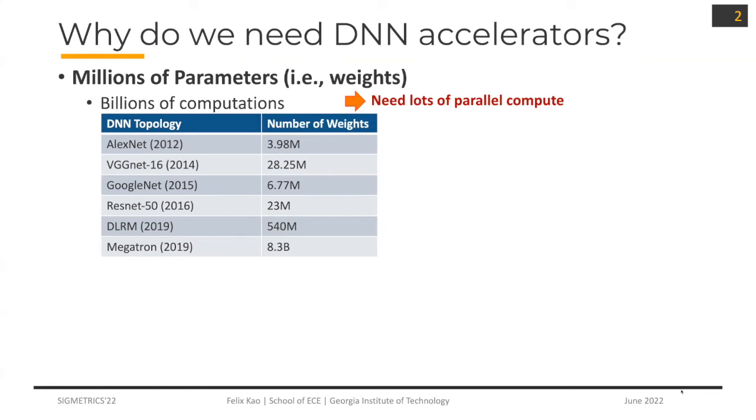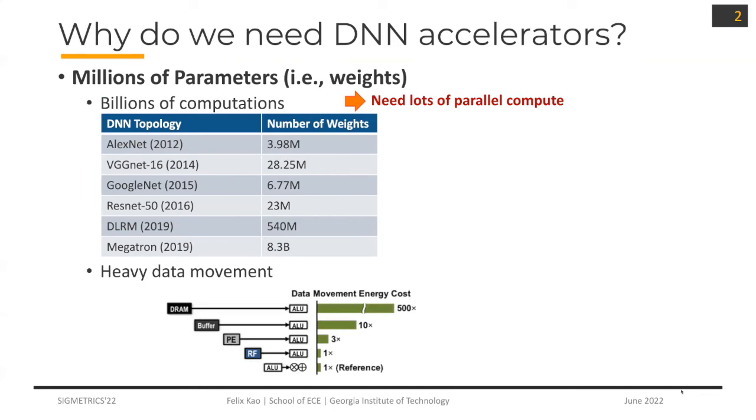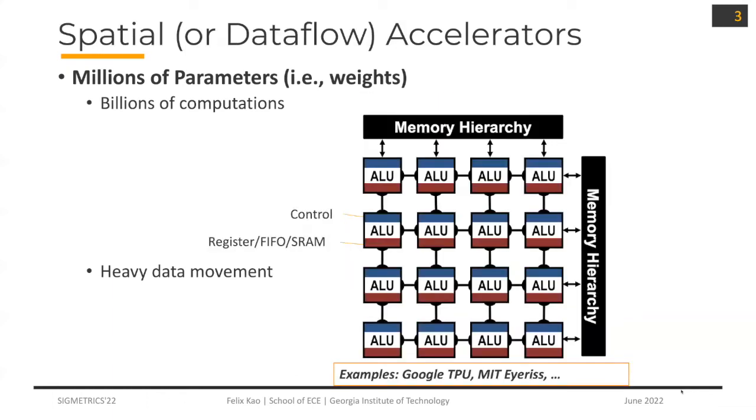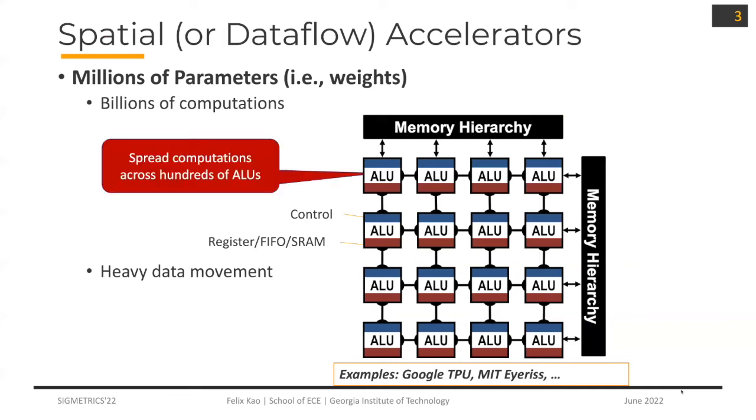Second, it also introduces heavy data movement across the memory hierarchy. Reducing the energy of data movement becomes one critical issue. The need for parallel compute makes general purpose CPUs inefficient, and the need for energy efficiency makes general purpose GPUs inefficient. Now let's take a look at a template of a canonical DNN accelerator. First, it will usually house hundreds to thousands of parallel computation units. Then we will use what we call dataflow or mapping to map the DNN computation onto it.